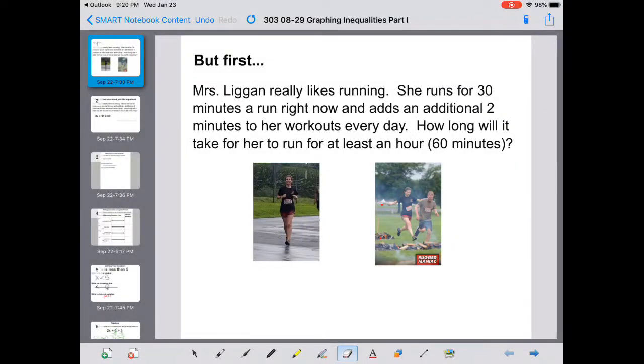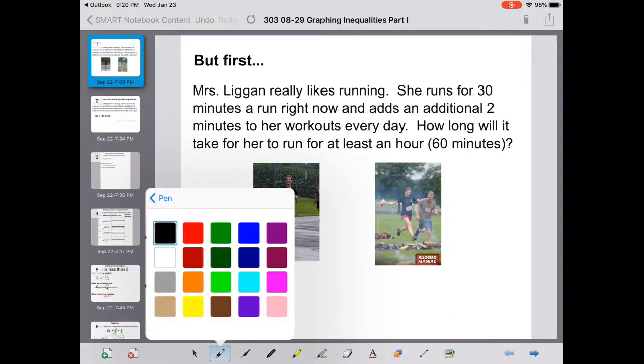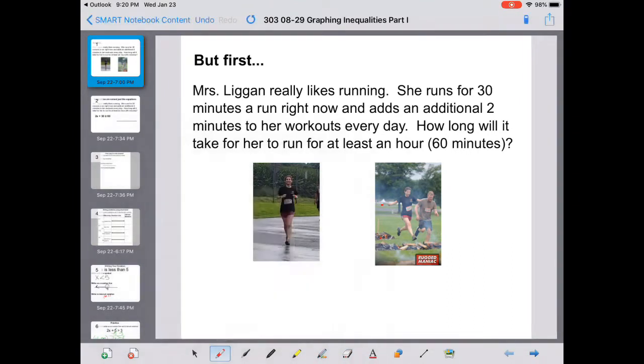Today we're going to talk about inequalities and solving problems with inequalities. So let's take a look at this word problem here. You don't have to write the word problem down, but copy down the work. Okay? So Mrs. Ligon really likes running. She runs for 30 minutes a run right now and adds an additional 2 minutes to her workout every day. How long will it take for her to run for at least an hour or 60 minutes?